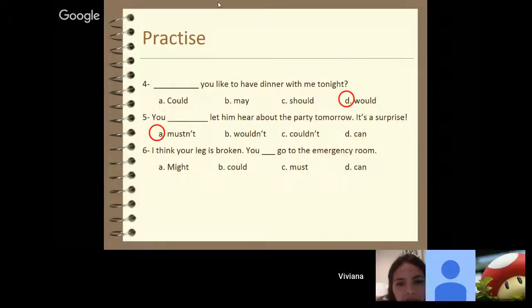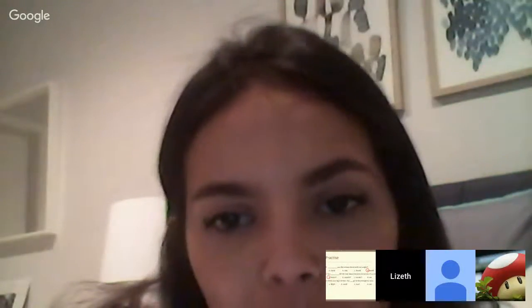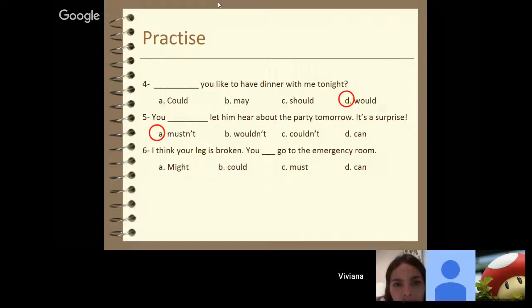Lisette, number 6. I think your leg is broken. You must go to the emergency room. Listen. Yes, that is right. Something that you must do. You have to do it. It's an obligation.